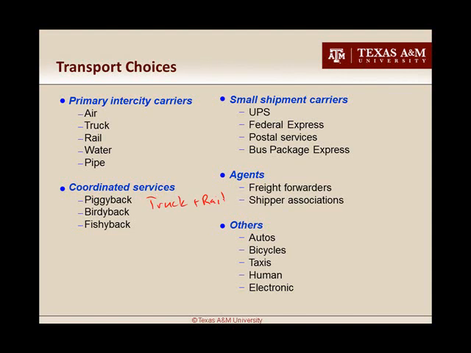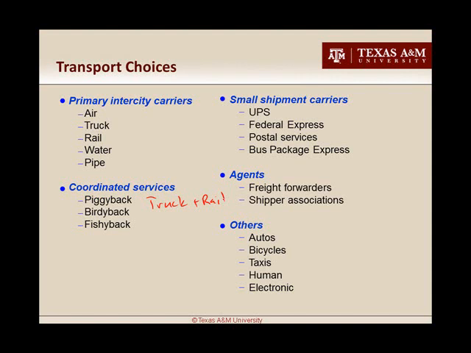That would be a piggyback. If I approach the problem in a similar way, birdieback is basically you use truck and airline or air transportation, and fishyback is basically truck and ships are used together.